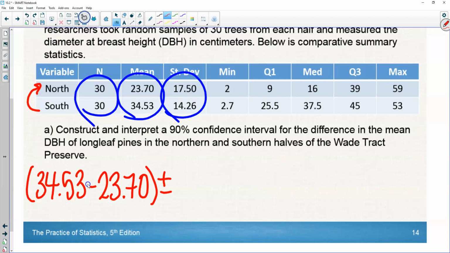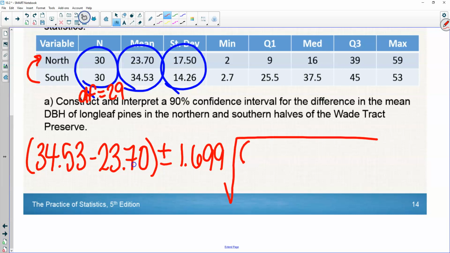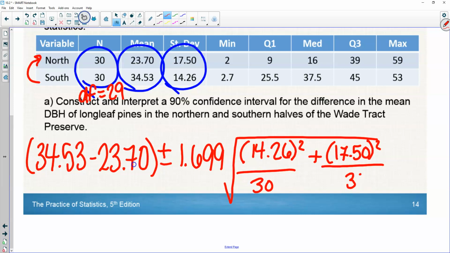90% confidence interval, our T star. If we look at table B, because our DF is 29, since both of our sample sizes are the same, our T star is going to be 1.699 from that table. And then we take our standard deviation, square it, divide by the sample size, and the other. Which is going to give us an interval of 3.83 to 17.83.